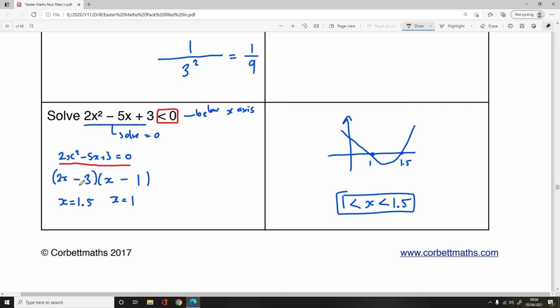You could use the formula as well. x is 1.5 from this first one, because you flip the sign, divide by how many x, so 3 over 2. And x is 1 from the second one. Drawing the graph then, it's a positive graph, so it's going to have this shape. It goes through 1 and 1.5, because those are the values we found. And we want to know when it is below the x-axis. That's between 1 and 1.5. And this is how we'd write that.